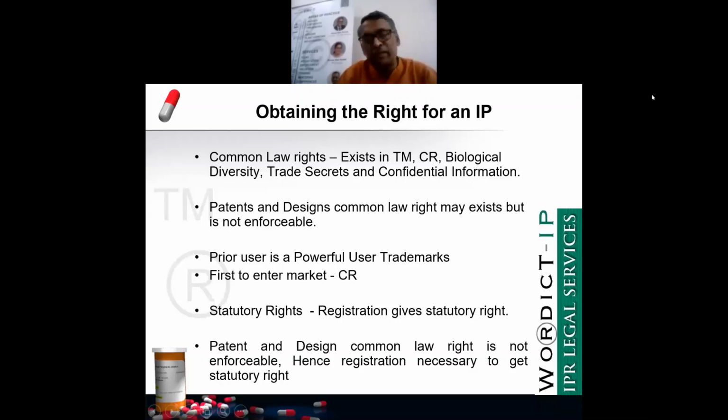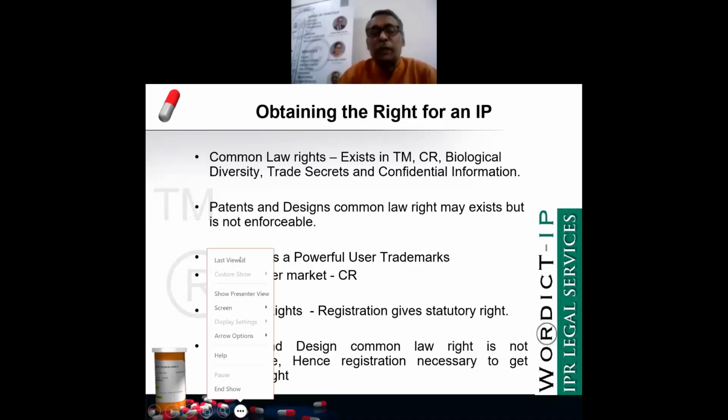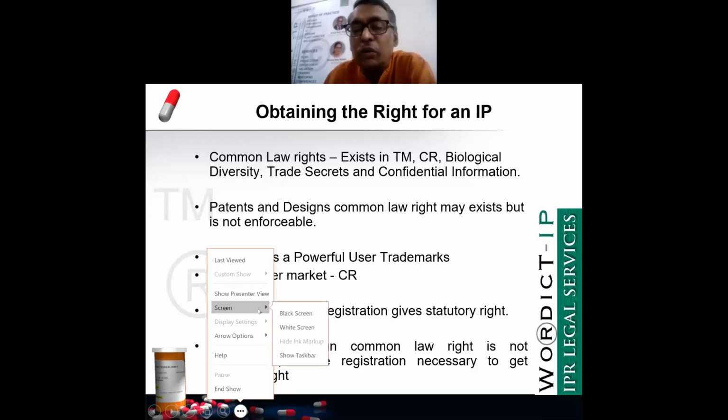In the event you don't have a certificate, it becomes incumbent upon you first to establish that you are the owner before the court, and then later tell the court what was copied, and whether it was complete copying or partial copying or whatever it is. Then under the designs and patents, common law right is not that distinct, so registration is necessary to be taken.